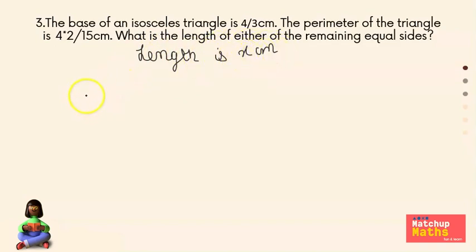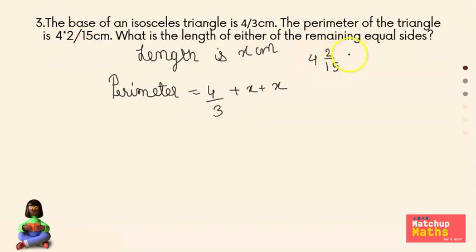Now see, we are given the perimeter, and perimeter of a triangle is equal to the sum of all sides. So here the perimeter will be, we are given base, so it will be 4 by 3 plus x plus x. Now see, we are given perimeter in mixed fraction, that is 4 2 by 15. So we need to convert it into a normal fraction. So 15 into 4 is 60 plus 2, that is 62 by 15.